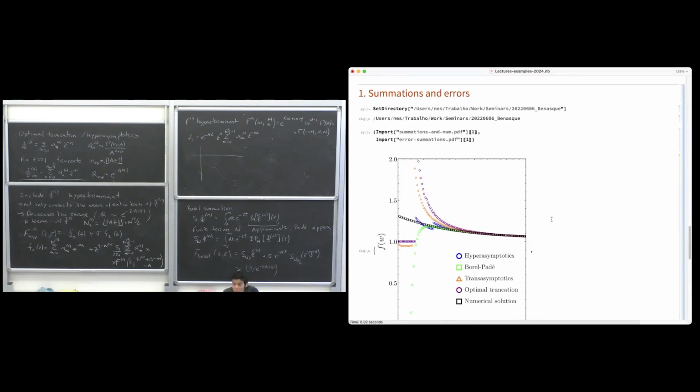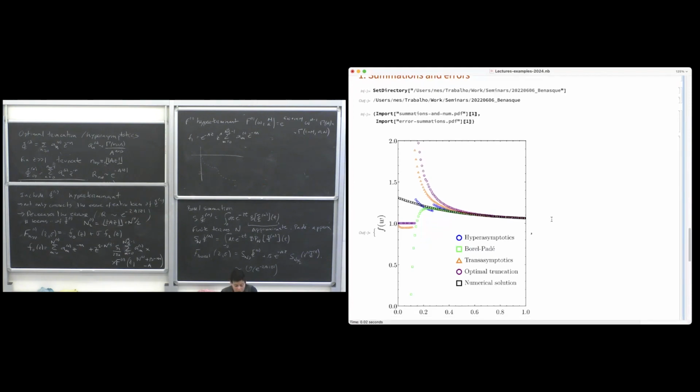So this is what I would like to show you, for that problem that I spoke about yesterday. And these are the different summations. So, for example, hyperasymptotics, you see these jumps here. Why are the jumps? Because for smaller values of Z the optimal truncation changes, and there it's quite clear that that happens. We haven't spoken about transasymptotics, so wait a little bit, 10 more minutes, and we'll talk about it. So this is just choosing optimal truncation, but optimal truncation, of course, is discontinuous, and it only includes the first terms, so it will never be as good as the other ones.